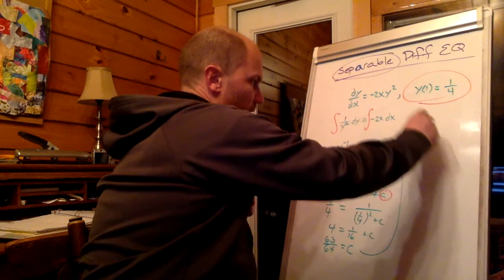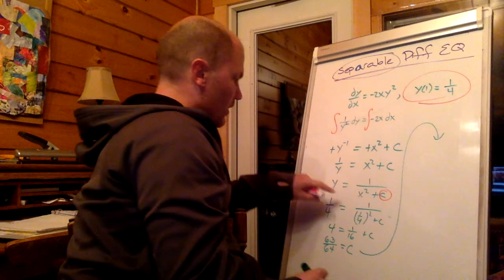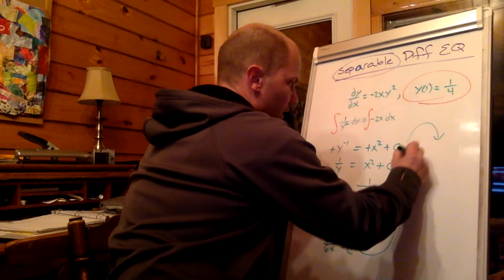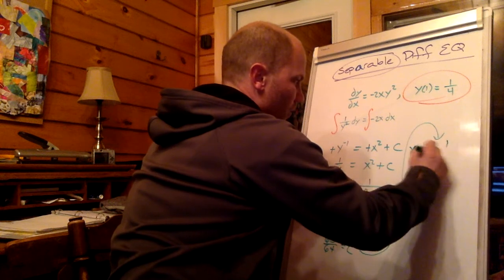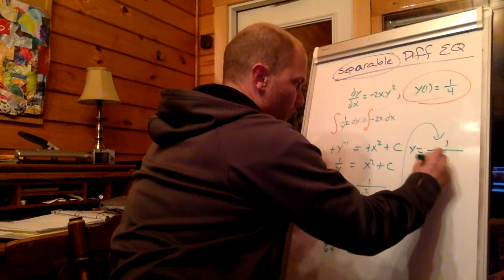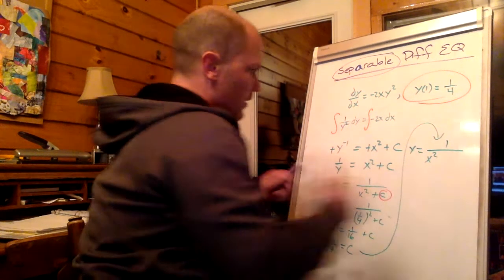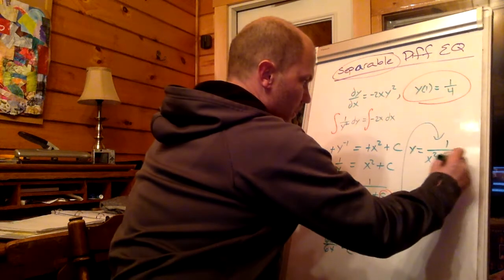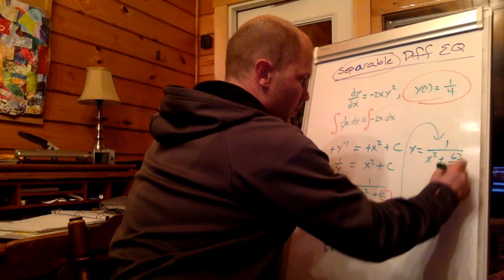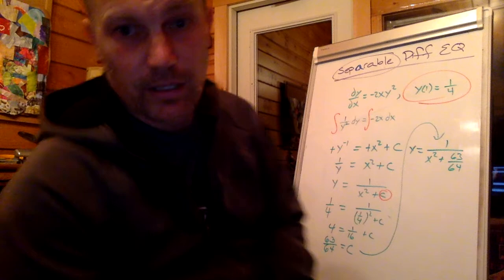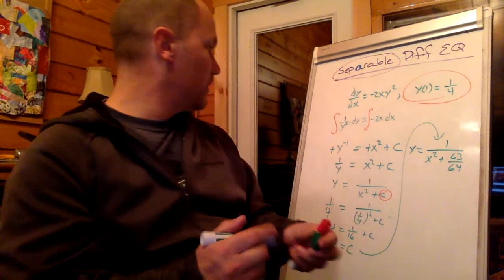Now I can plug back in and write out my answer. So here's my answer. Y equals 1 over x squared plus 63 over 64. And that is my solution. That's it. I am done.